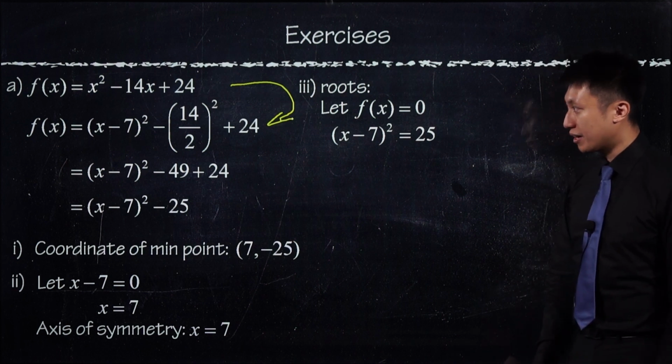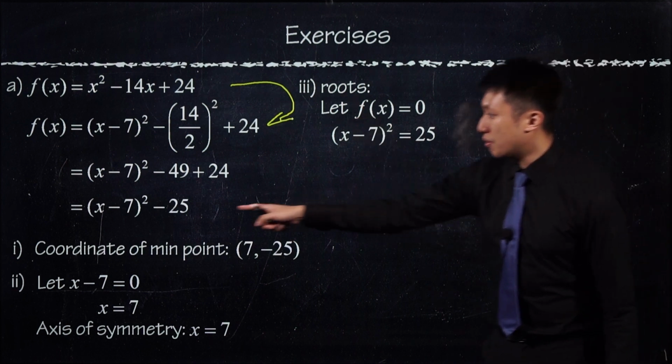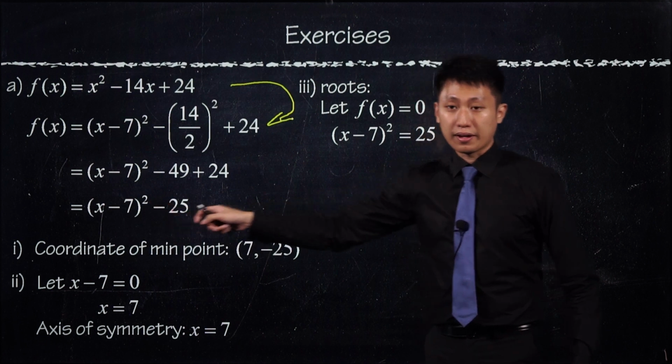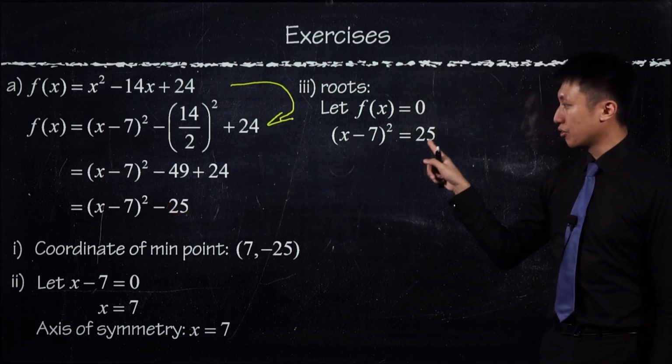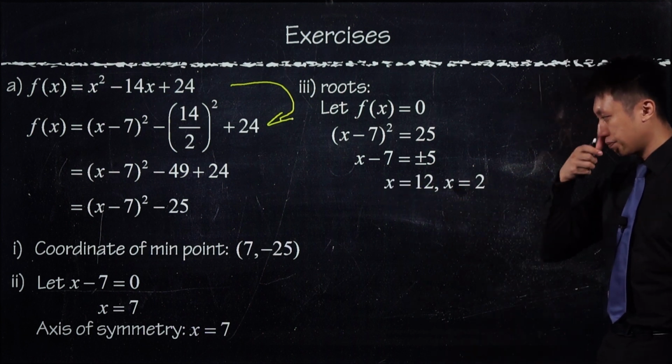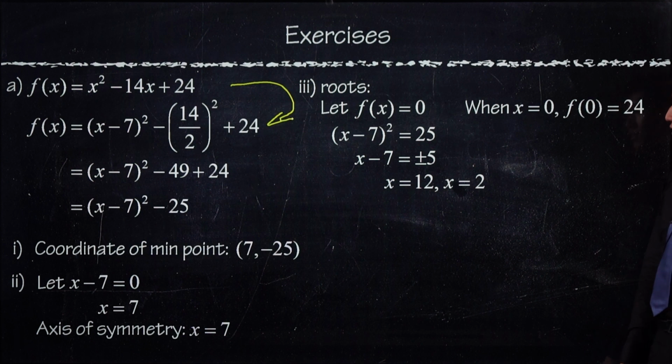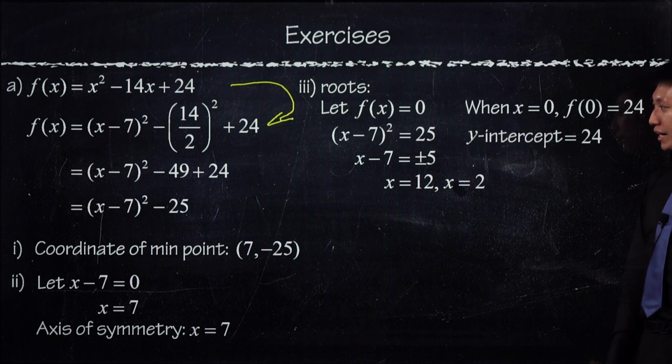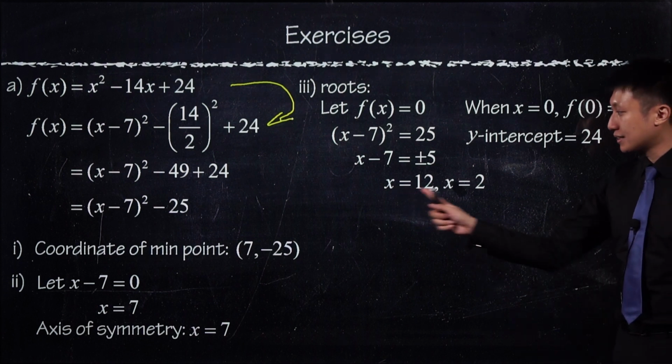So I'll just have it here. So I want to have the roots. So I just directly use this thing. Okay, I let it be equal to 0. So this one will be equal to 25. And x minus 7 is equal to plus or minus 5. x is equal to 12 or 2. When x is equal to 0, f(0) is 24. I find the y-intercept and also the x-intercepts.